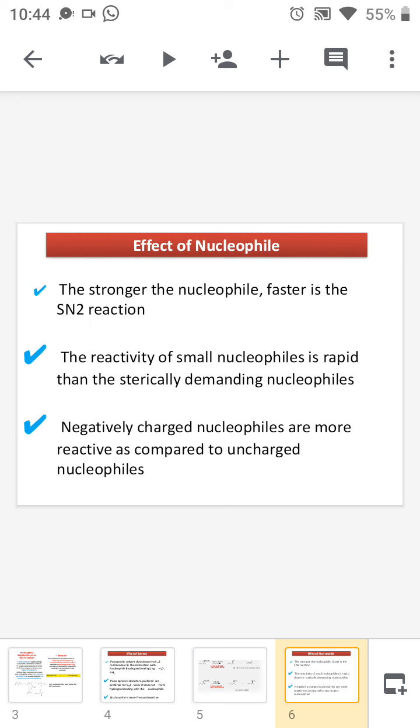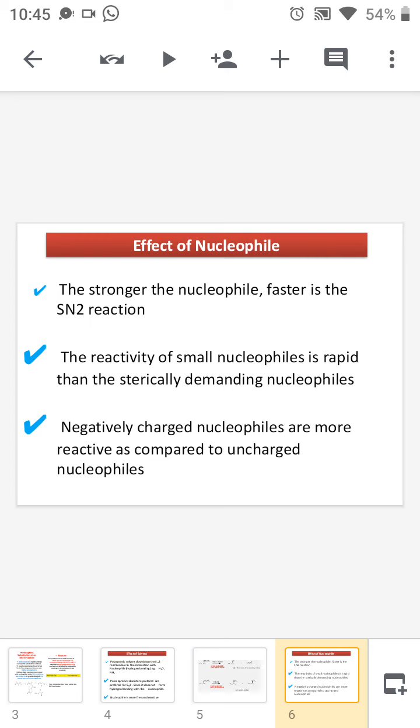So the stronger nucleophile usually favors the SN2 reaction, and the rate of a reaction will speed up if you use the stronger nucleophile. The reactivity of the small nucleophile is more rapid than the sterically demanding nucleophile. That means in the SN2 reaction, we have to avoid steric hindrance. That's why the small nucleophiles are faster than the bulkier nucleophiles.